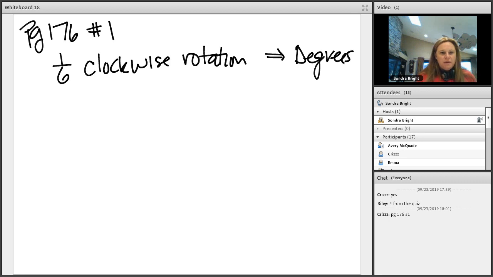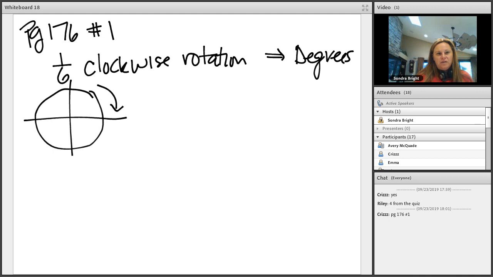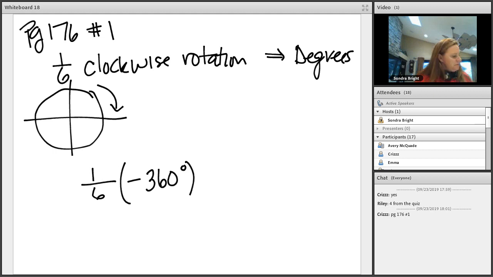All right, so clockwise means it's going to go this way, so a negative angle. And so we'll go 1/6 times a negative 360 degrees, and that'll give you negative 60 degrees. And so it's to here. That's 1/6 of a clockwise rotation, or negative 60 degrees.